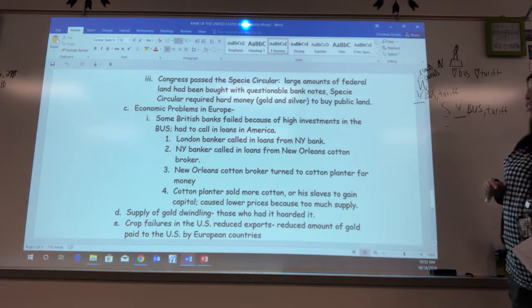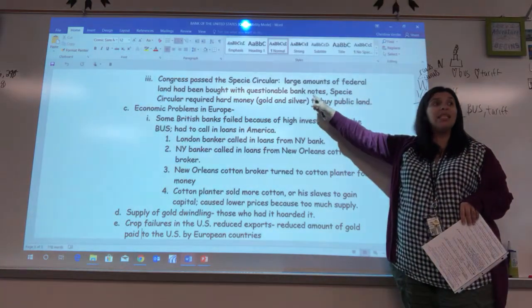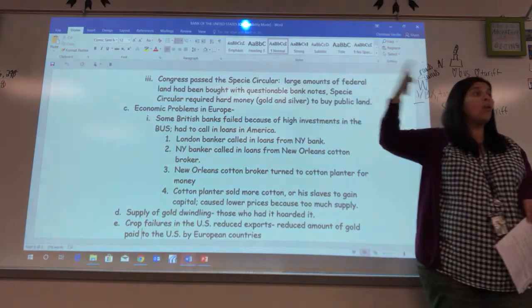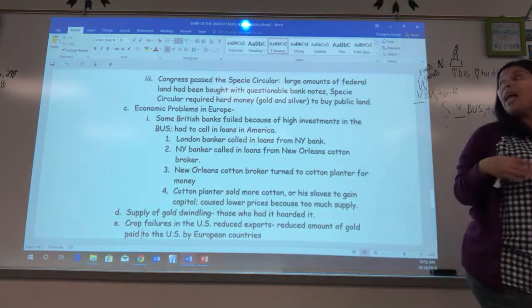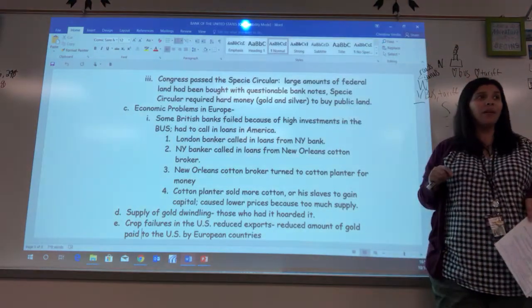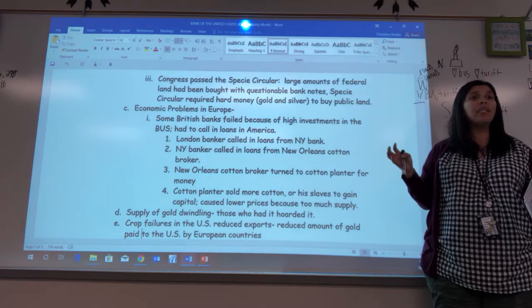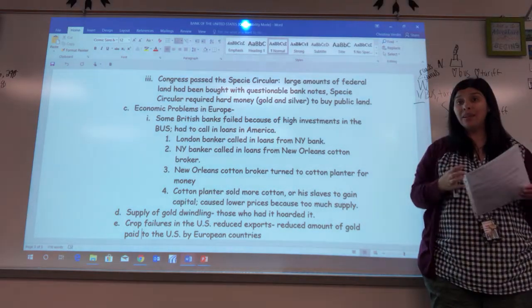That if anybody wants to buy federal land, they cannot do it with the banknotes, because these banknotes, are they worth something or are they worth less? And they said they must pay hard money, specie, gold and silver. So if people are going to buy land, what is going to happen to our money supply?